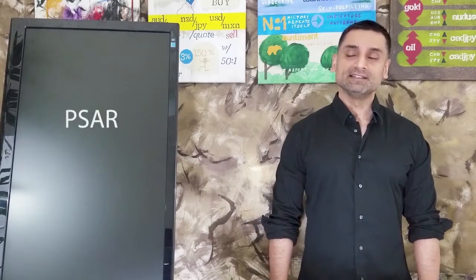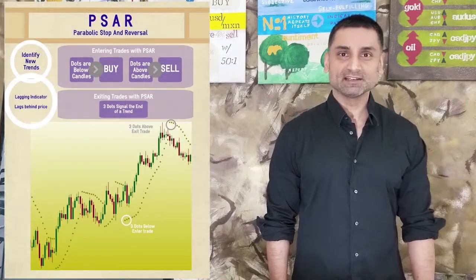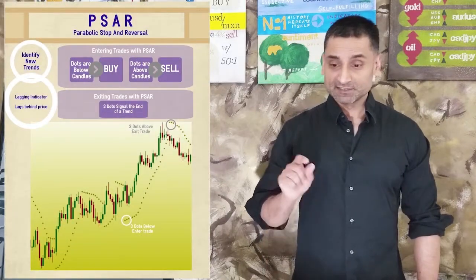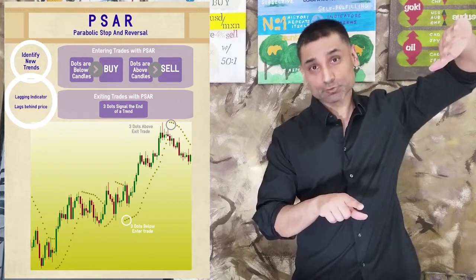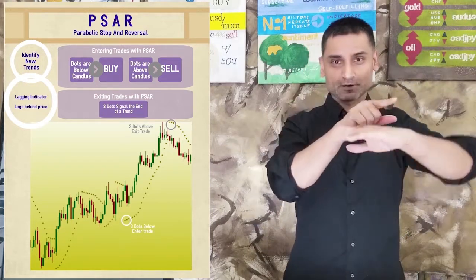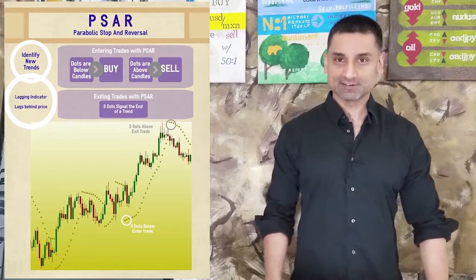Hey there, welcome back. This lecture is going to be on the PSAR. The PSAR stands for Parabolic Stop and Reverse. This indicator plots dots above or below the price, indicating a trend. If the dots are below the price, then it indicates an upward trend. If the dots are above the price, then it indicates a downward trend.